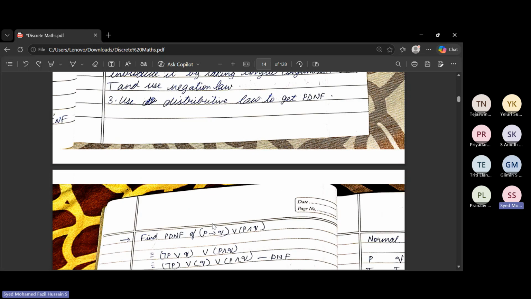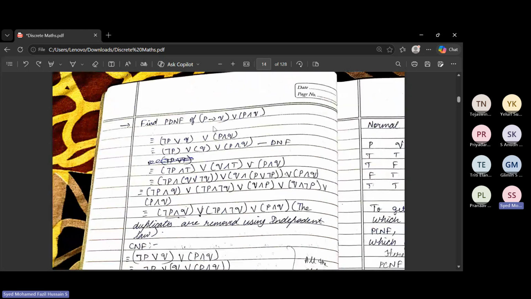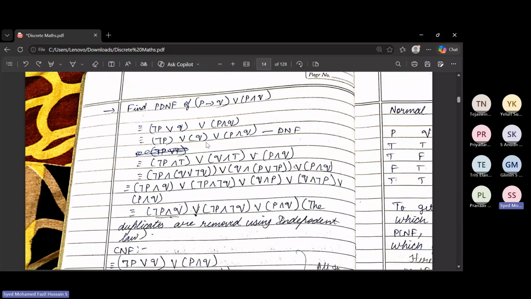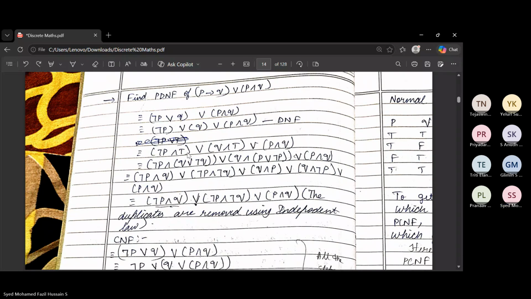So as you can see here, in this example, P and not Q or P and Q is given. First we are getting the DNF, that is disjunctive normal form. After that, we must have an and inside, right? Because it is DNF, that is, the elementary product is the term here. So we have to have an and.